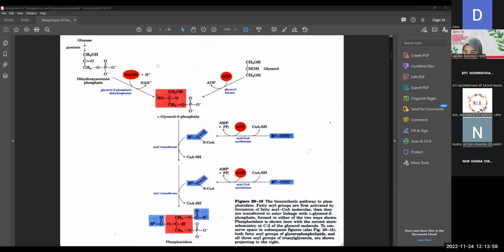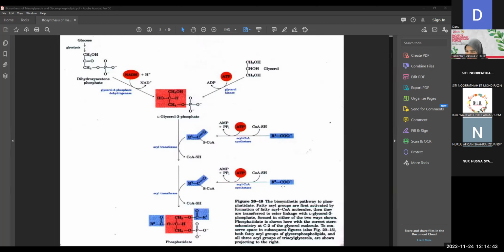Glycerol 3-phosphate undergoes two acylation steps, which involve the transfer of an acyl group to glycerol 3-phosphate. If you look at this diagram, the fatty acid is activated to fatty acyl-CoA. This acyl group is transferred to carbon 1 and then carbon 2 of glycerol 3-phosphate to form phosphatidate.